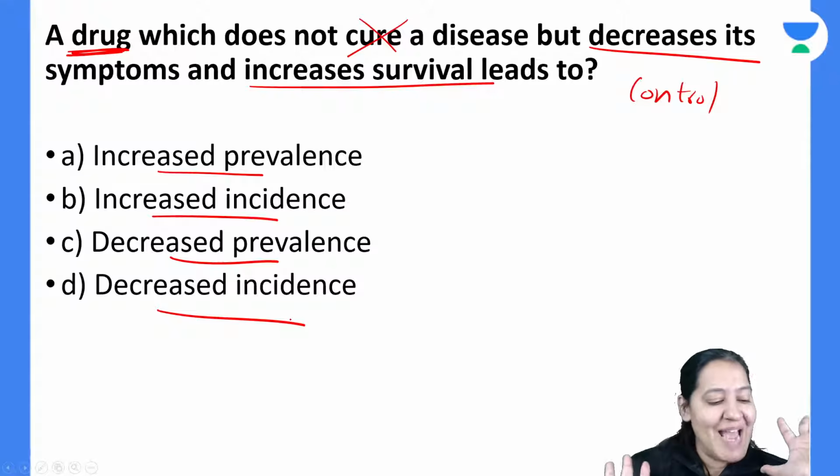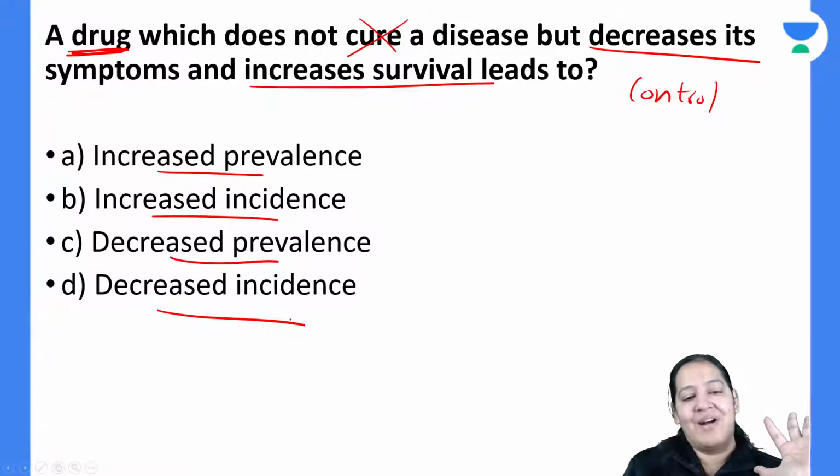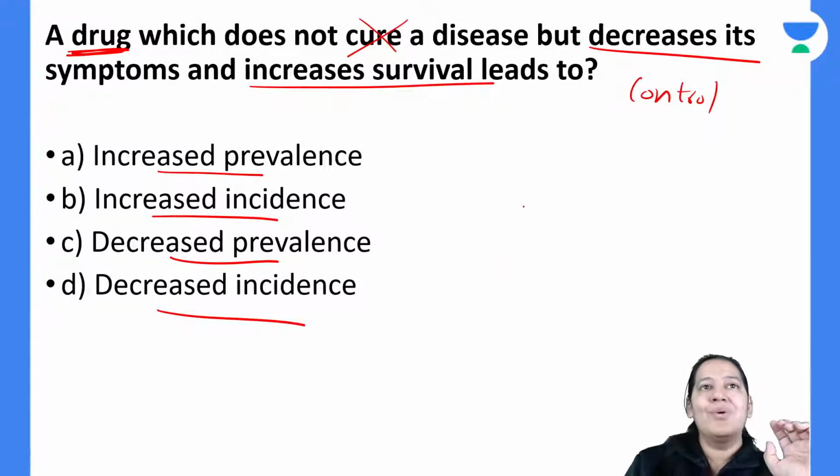So you have to understand what that drug is doing. The disease has already occurred now. So it has nothing to do with incidence. Incidence is the new cases.